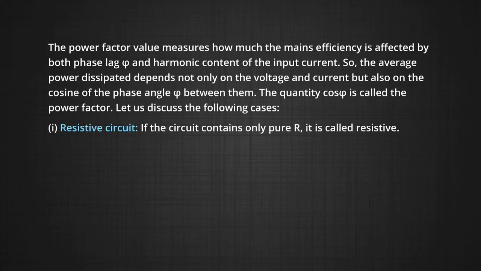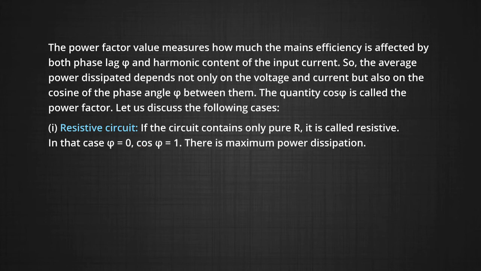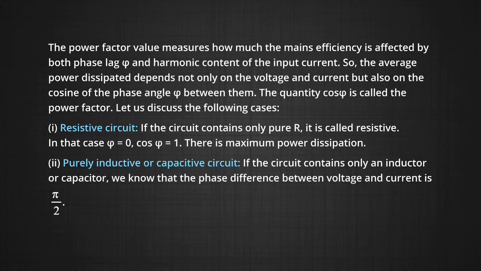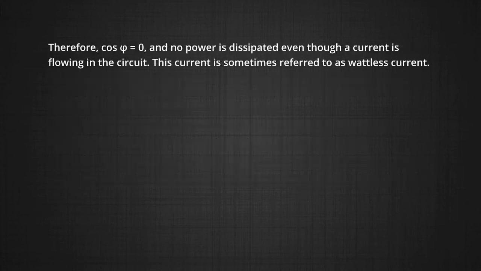Case 1, resistive circuit. If the circuit contains only pure R, it is called a resistive circuit. In that case, phi is equal to 0 and cos phi will be 1. So, there is maximum power dissipation. Case 2, purely inductive or capacitive circuit. If the circuit contains only an inductor or capacitor, we know that the phase difference between voltage and current is pi by 2. Therefore, cos phi is equal to 0, that is, no power dissipation. Even though a current is flowing in the circuit, this current is sometimes referred to as wattless current, and it is very important, we will discuss this later also.